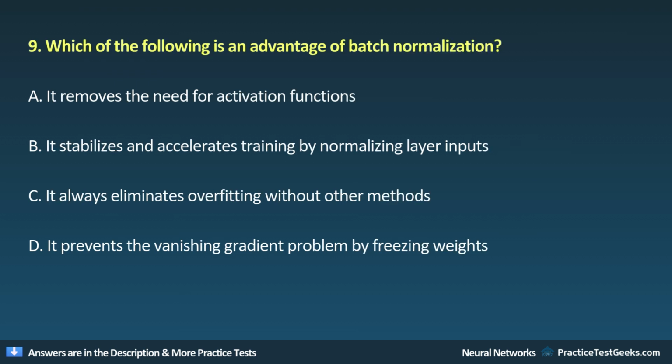9. Which of the following is an advantage of batch normalization? A. It removes the need for activation functions. B. It stabilizes and accelerates training by normalizing layer inputs. C. It always eliminates overfitting without other methods. D. It prevents the vanishing gradient problem by freezing weights.